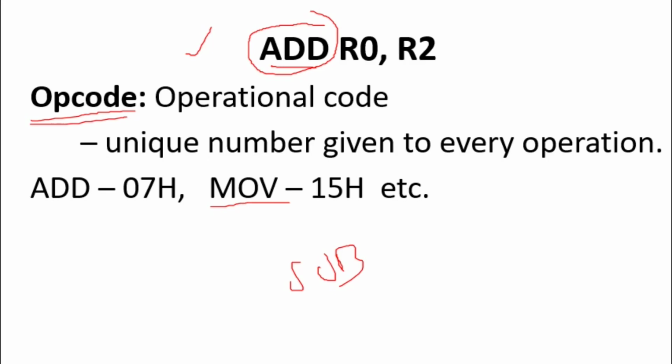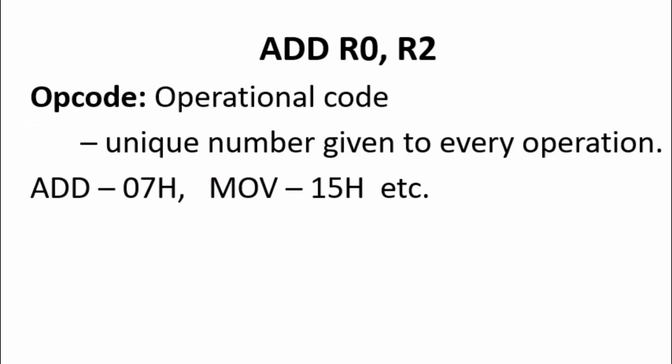But processors do not understand these English language words. So when converting these English language words into binary, we need a particular protocol. How do we convert add or subtract or move, any operation name that is in English, into a binary number? For that purpose, in every processor, every operation that can be carried out by the processor is assigned a unique number. That number is called the operational code.